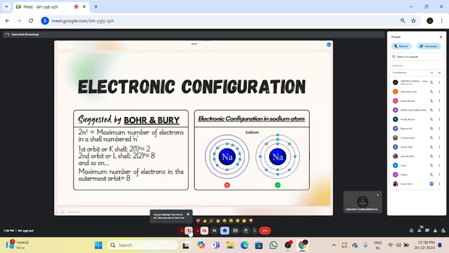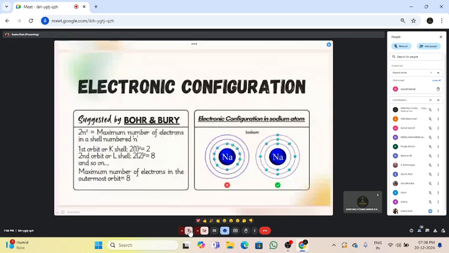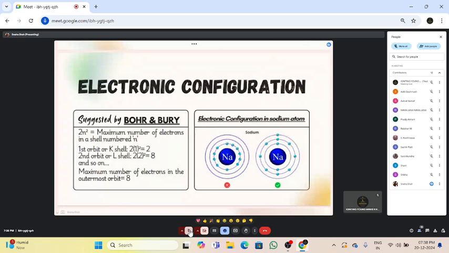Now, Niels Bohr suggested that there are four or more orbits depending on the number of electrons present in the atom or in the element. So, how are these electrons arranged? Is it random, like if there are 8 electrons in the atom, all 8 electrons are in the same orbit? No, it's not like that.